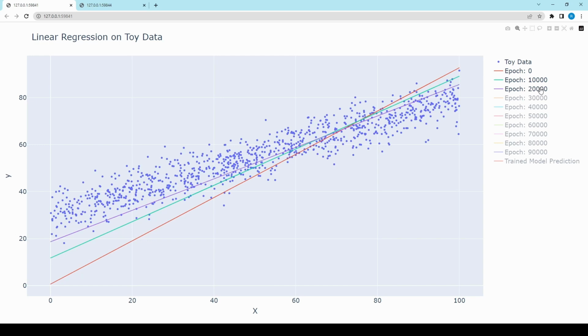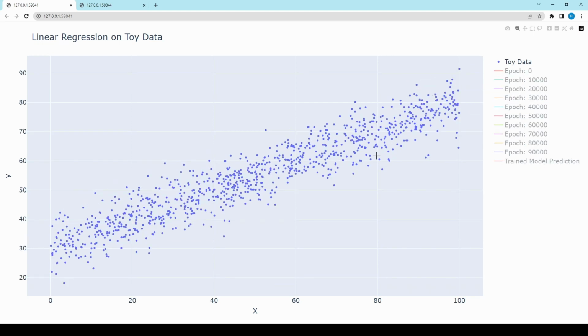So how does it look for 20,000 steps? Better. For 30,000, also better, and so on and so on. As we can see, every 10,000 steps we see an improvement, and the improvements get smaller and smaller. Since imagine that the mean squared error is a convex function, right? So the gradient at the beginning, on a random point, will be greater than when we get closer to the optimal solution. Because when we get close to the optimal solution, the gradients get smaller, so our changes also get smaller. And this is also what we can see. And this is our trained model prediction, and as we can see, it lies very well inside of the toy data.